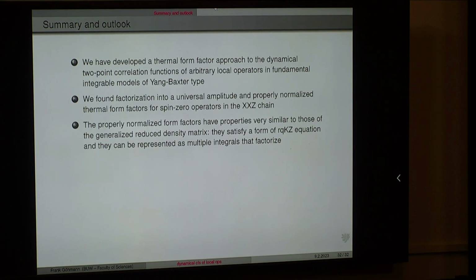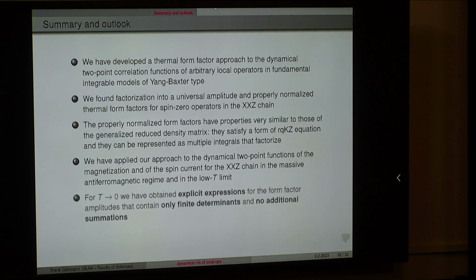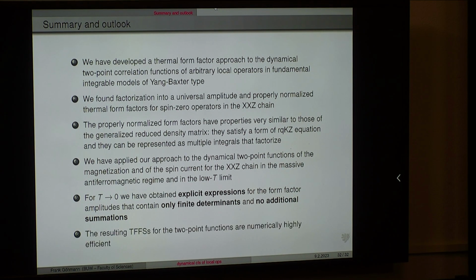It should be added. And we have applied our approach to the dynamical two-point function of the magnetization and of the spin current for the XXZ chain in the massive regime and at the low T limit. For T to 0, we have obtained explicit expressions for the form factor amplitudes that contain only finite determinants and no additional summations. The resulting series are numerically highly efficient. Right. Thank you very much.